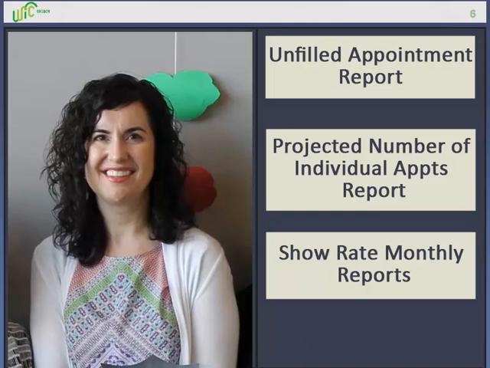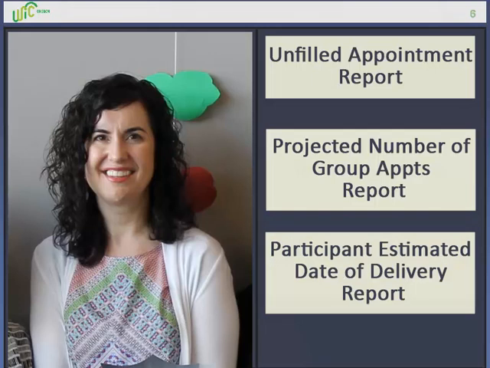And we use the projected number of group appointments in the same way. Maybe we have some classes booked in the schedule, and maybe they're not filling. So we'll look at how many people have pending requests for the classes. And if we're trying to fill our breastfeeding or prenatal type classes, we can also look at the participant estimated date of delivery report to give us an idea who might have a pending due date, and try to get them in for some of those classes as well.